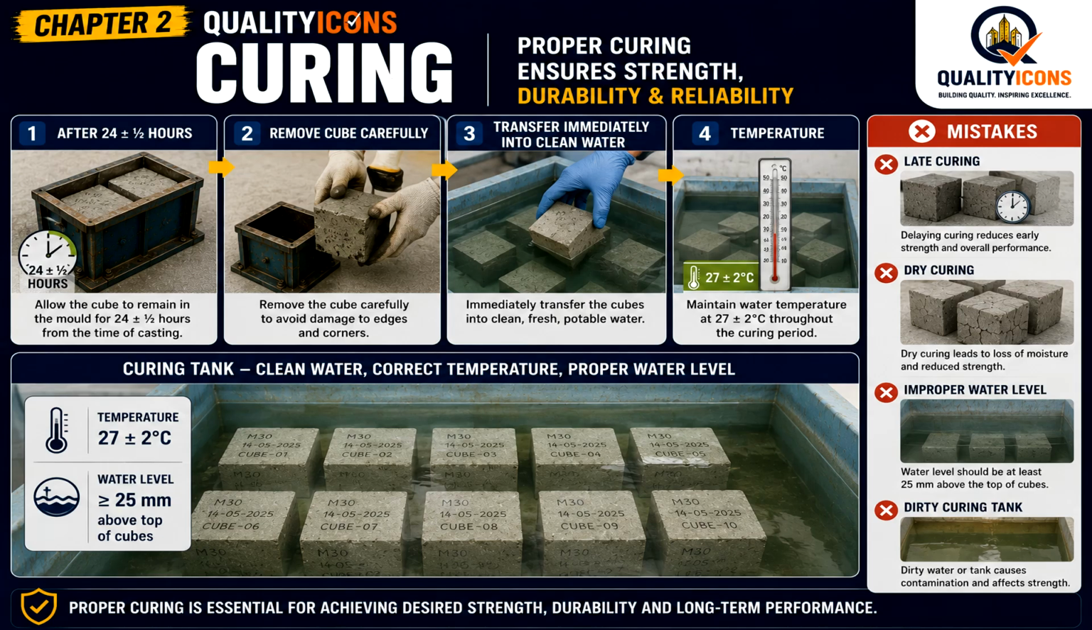What are the mistakes? Late curing: delaying curing reduces early strength and overall performance also. Dry curing: dry curing leads to loss of moisture and reduced strength. Improper water level: water level should be at least 25 mm above the top of the cubes. This is very important. Dirty curing tank: dirty water or tank causes contamination and affects strength.